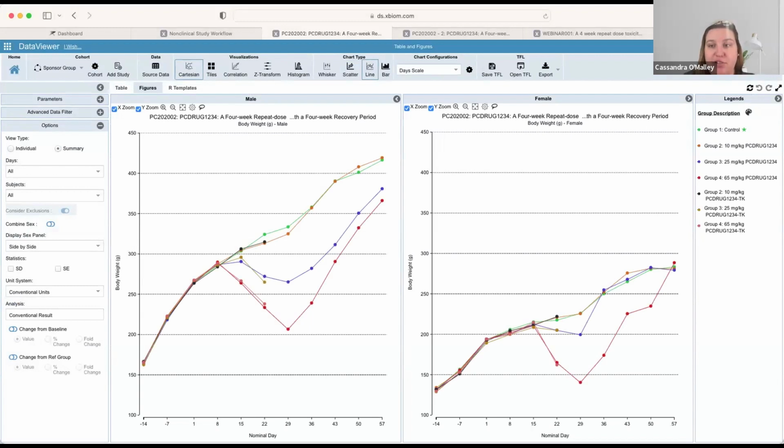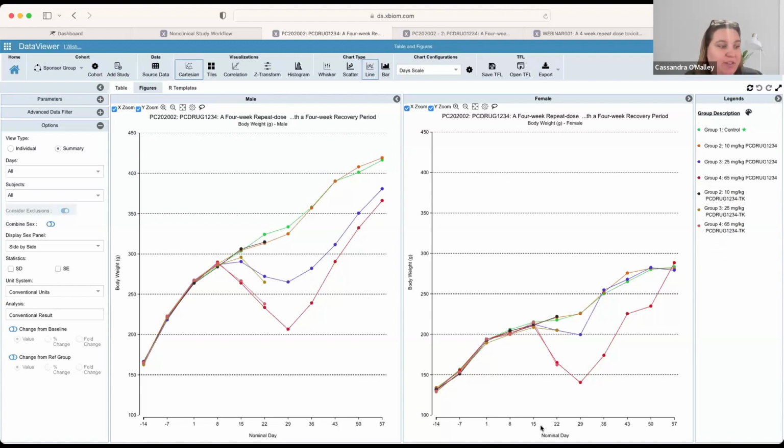This graph is going to show the summary of the group over the course of time. So as the screen has opened, on the left side, we have a visualization of the males over time. And on the right side, we have the females. Each of the colors in the graphs is representing a different group, which is going to be labeled on the far right under group description. And they are separated by TK. So the first 4 groups are the non-TK groups, and the last 3 are TK groups.